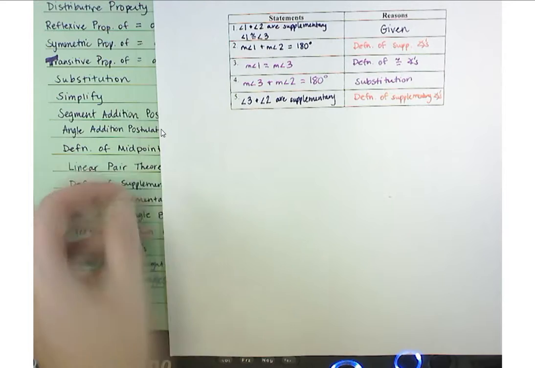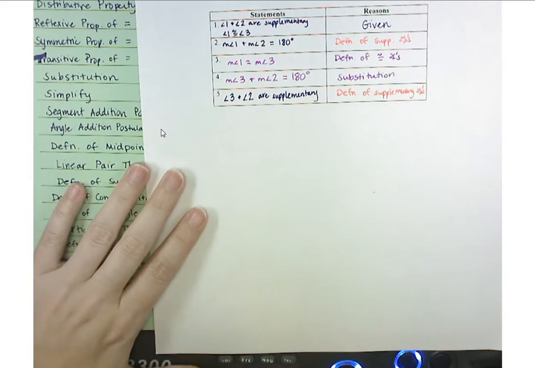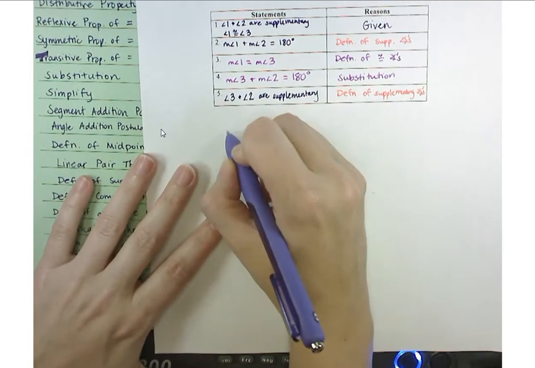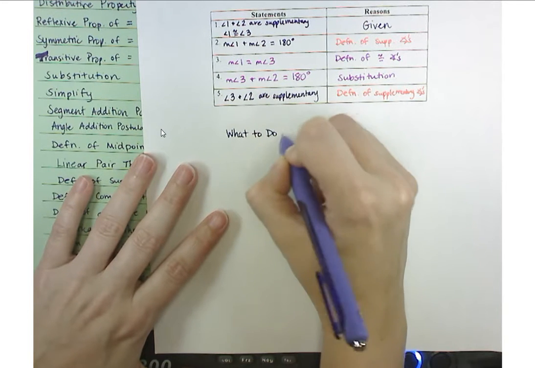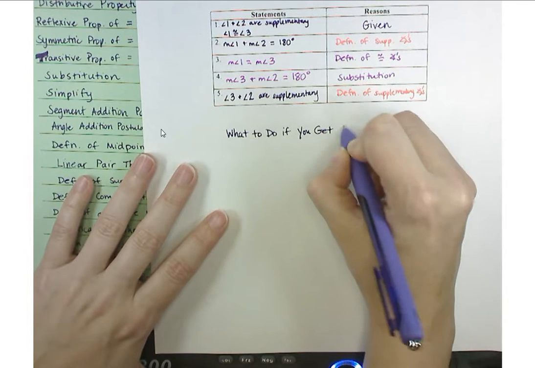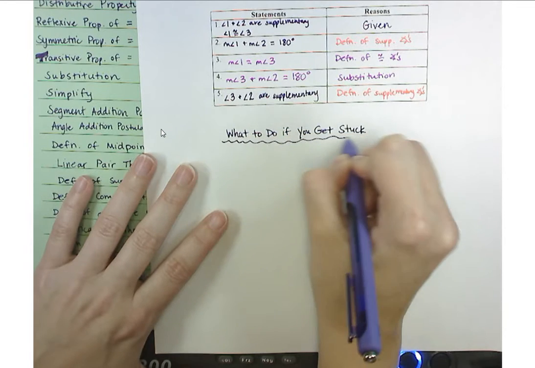Okay, so we're going to add this to the bottom. We're just going to add a little thing that says, what should you do if you get stuck? And cry is not one of them. And give up is not one of them.